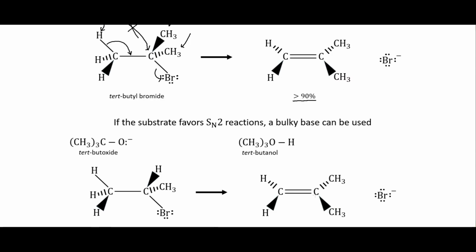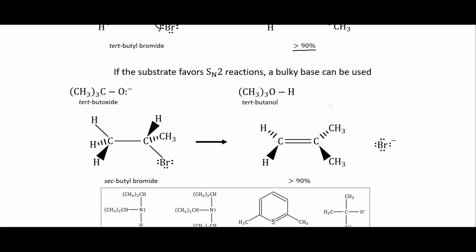If the substrate, though, favors an SN2 reaction, then we can use a bulky base instead to try to force the elimination reaction. So if instead we have a hydrogen here rather than the bulkier methyl group, we can use a base here. This tert-butoxide has these bulky groups on it, which make it more hindered, so it won't be able to attack that carbon as easily. Instead, it will take this hydrogen, the electrons go down here, our leaving group leaves, and we form this double bond over here.